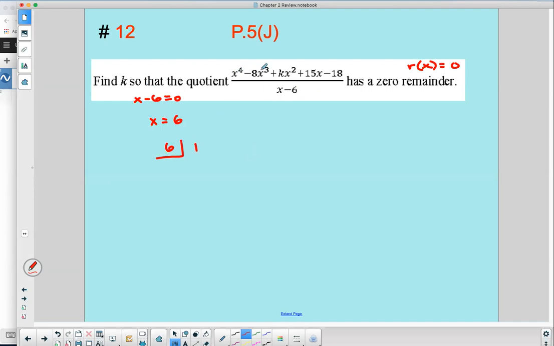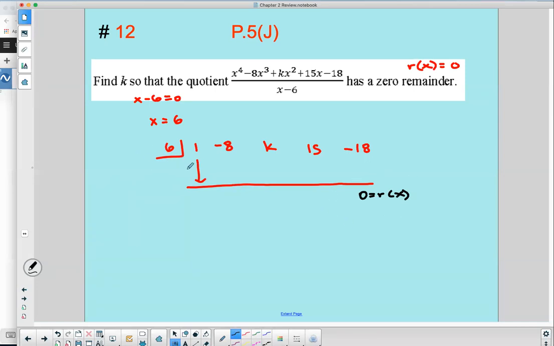My coefficients: I have 1x to the 4th, negative 8x cubed, k for x squared, plus 15 for the x, and negative 18. You cool with that? I'm going to draw my line across. Now, they gave me a very important piece of information. This is where I think some students struggle, if they don't read the instructions or if it doesn't trigger what this means. Where is a remainder found on synthetic? At the end. That means I need to get a 0 right here. Okay, that's a key piece of information.